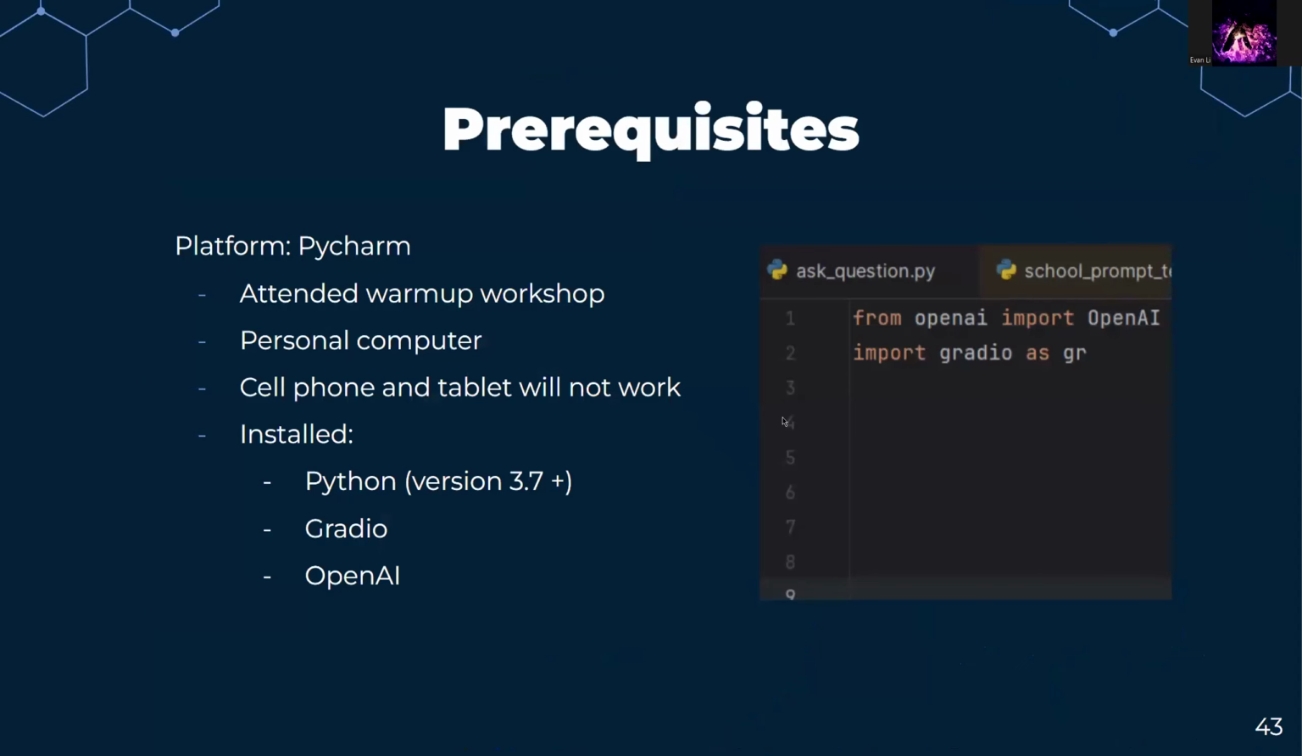Prerequisites. Our platform, which is our environment, is Python, and we've attended the warm-up workshop. We have a personal computer; a cell phone or tablet will not work. We've installed Python version 3.7 plus, Gradio, and OpenAI.